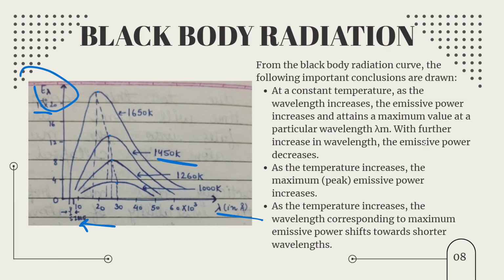तीन major conclusions. Constant temperature पे wavelength increase होगी, emissive power पहले increase होगी, एक certain value को attain करेगी, फिर decrease हो जाएगी. Second, the temperature increases. When the temperature increases, the maximum जो peak value है emissive power की वो बढ़ती रहेगी. और जब हम टेम्परेचर को बढ़ा देंगे तो जो वेवलेंथ है अकॉर्डिंग टू द मैक्सिमम एमिसिव पावर वो शिफ्ट करेगी टुवर्ड्स द शॉर्टर वेवलेंथ.